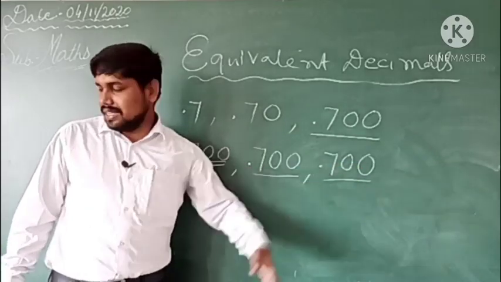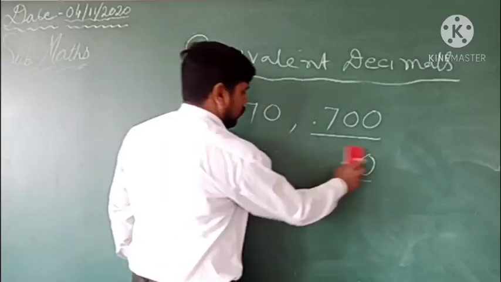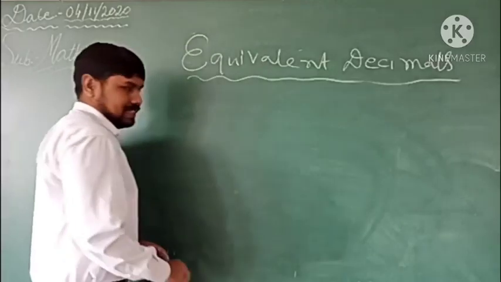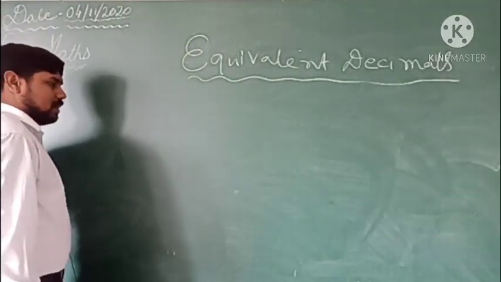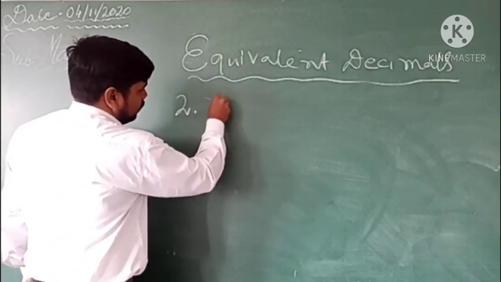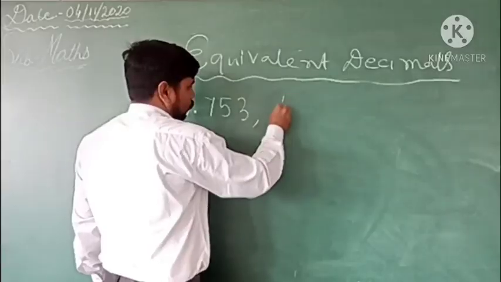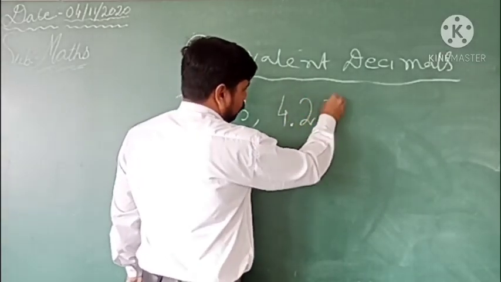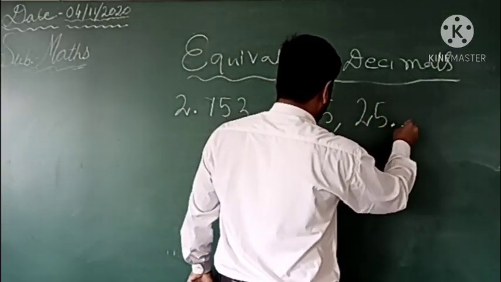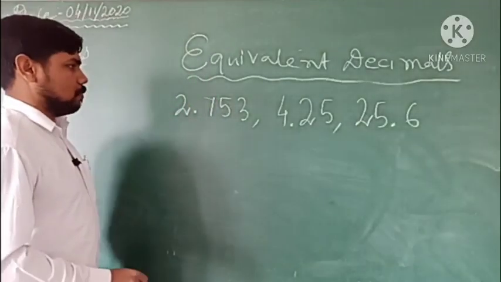तो इसी तरह से कुछ और अगर numbers हमारे पास रहते हैं, for the comparison first we will write all the decimal numbers like this. जैसे कि for example आपको हम compare करने के लिए दे रहे हैं 2 decimal 753, then 4 decimal 25, then 25 decimal 6. ओके, सो ये 3 नंबर हमने आपको कंपेयर करने के लिए दिया है.